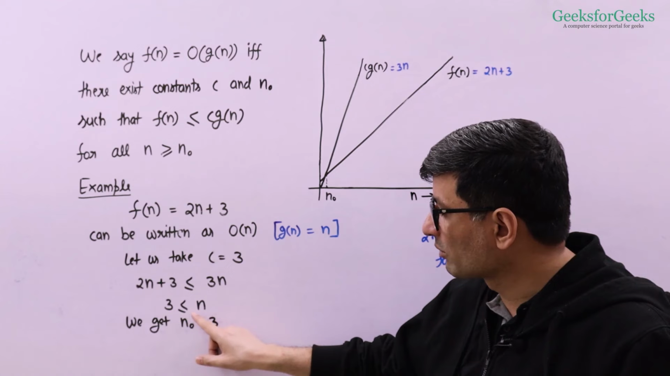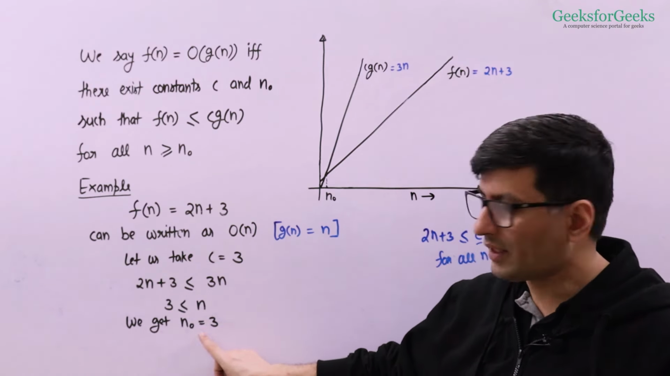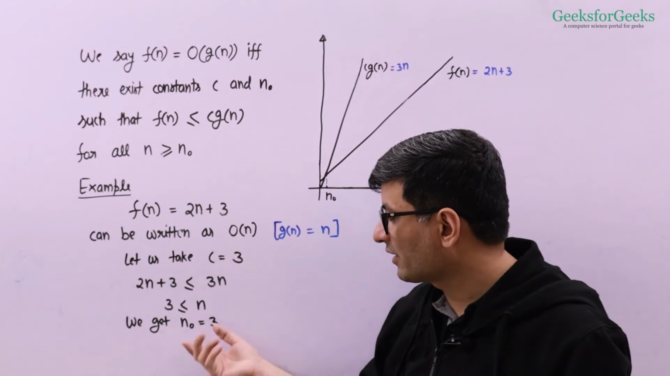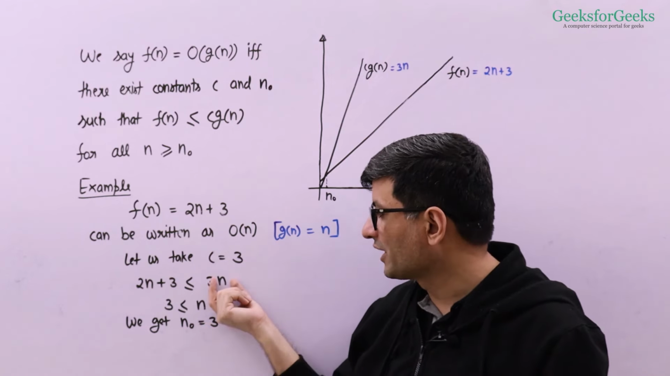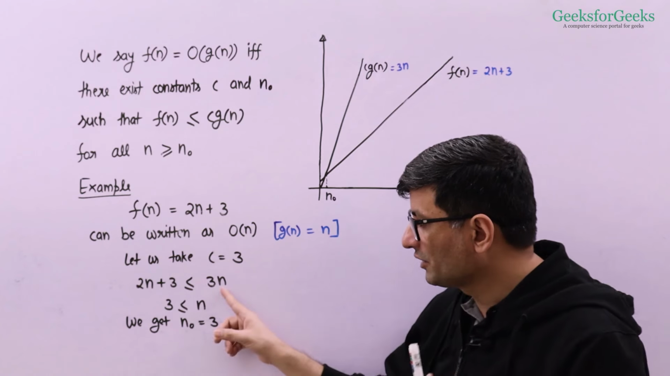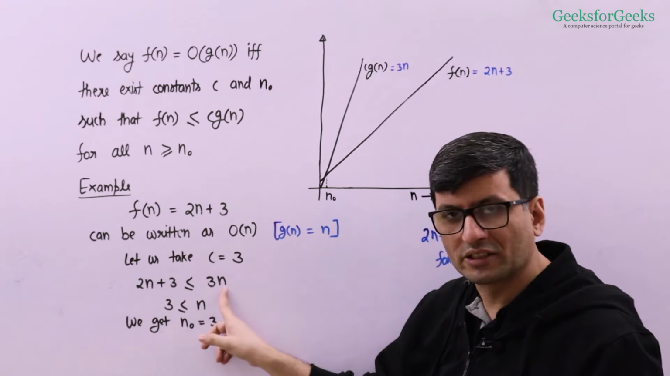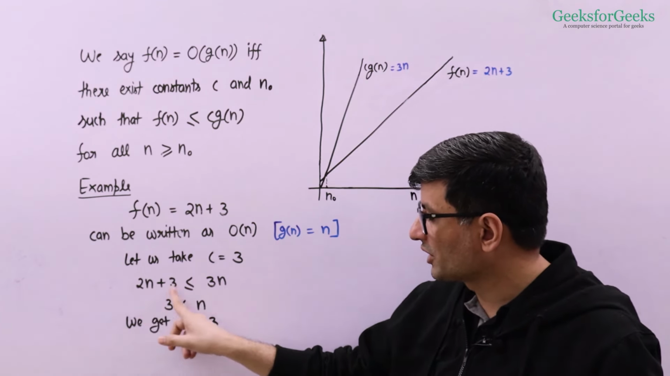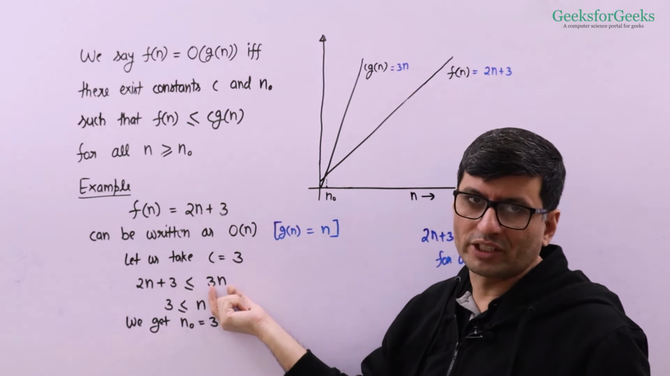We have 3 smaller than or equal to n now. So n naught becomes 3. n naught is 3 and c is also 3, right? You can notice that after value 3, this value 3n is either greater or equal. See, if you take 3 itself, they are the same at 3. This is 6 plus 3, 9. This is 9. Now if you take 4, this is 4 into 2, 8 plus 3, 11, and this is 12, right? For all the higher values, this term is going to be greater.